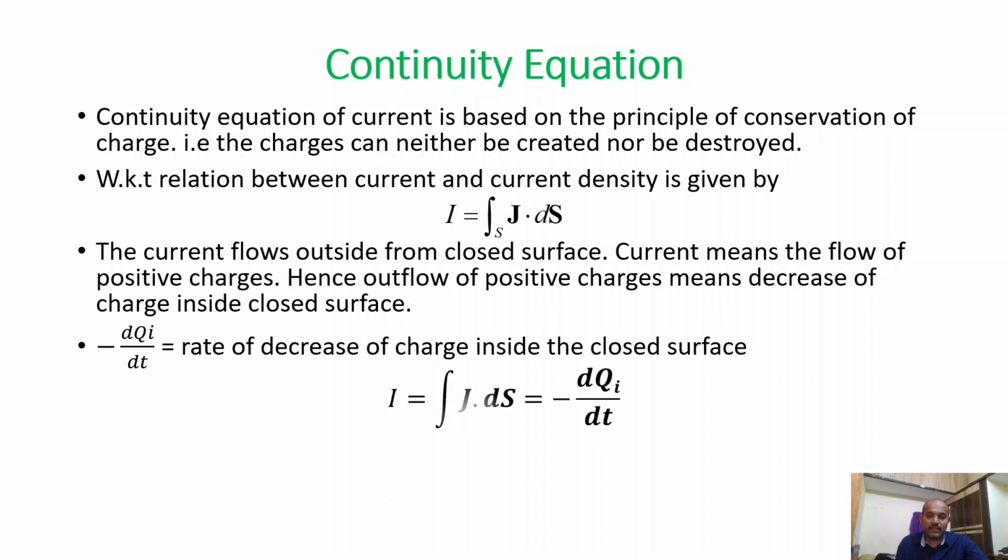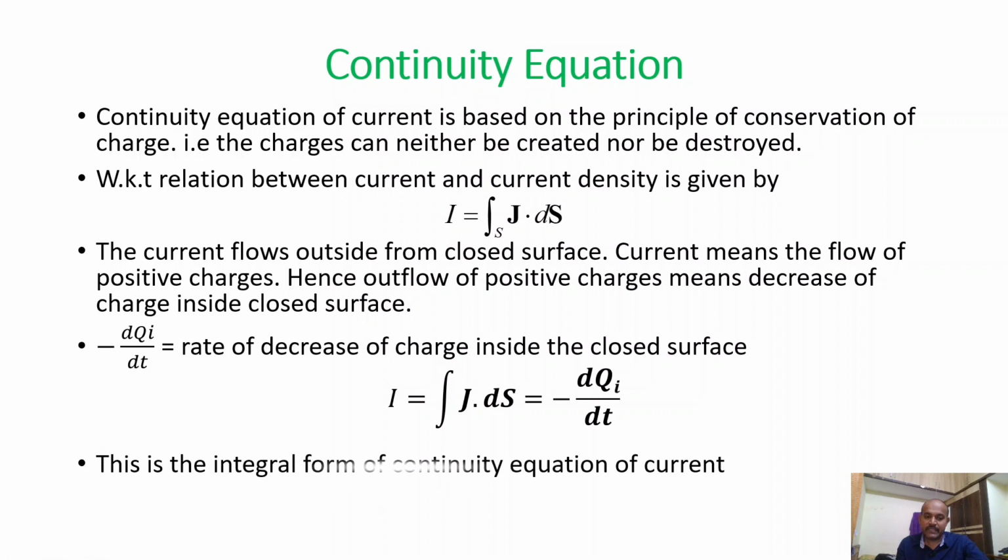So therefore, I rewrite the above equation. I is equal to the surface integral of J dot ds. I, the current, is flowing out, therefore it is minus dQi by dt. So let me represent this in integral form. This is also called the integral form of the continuity equation. So again the meaning is, the continuity equation says charges can neither be created nor be destroyed. The charges that are moving out are nothing but the current.